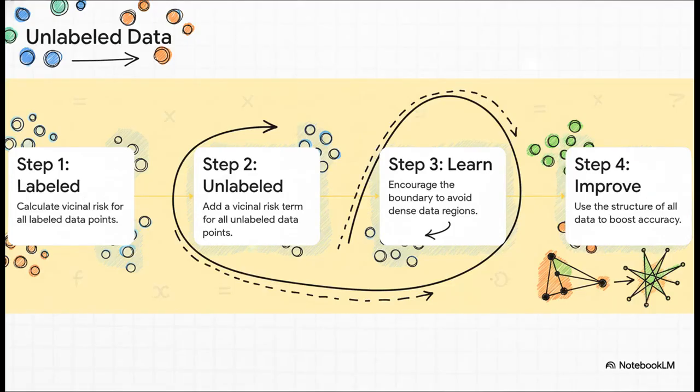And this might be the most powerful part. The whole VRM framework naturally extends to learning from unlabeled data. You can basically tell the model, hey, I don't know the label for this point, but I know it's a real data point. So whatever decision boundary you draw, it probably shouldn't pass too close to its vicinity. This simple idea lets the model learn the underlying structure of all your data, improving its accuracy even when you have very few labels. It's a game changer.